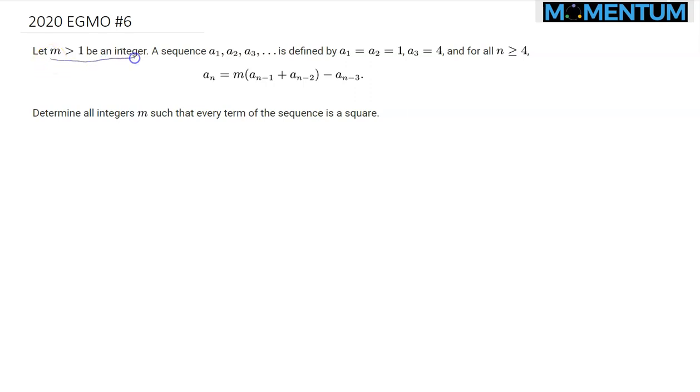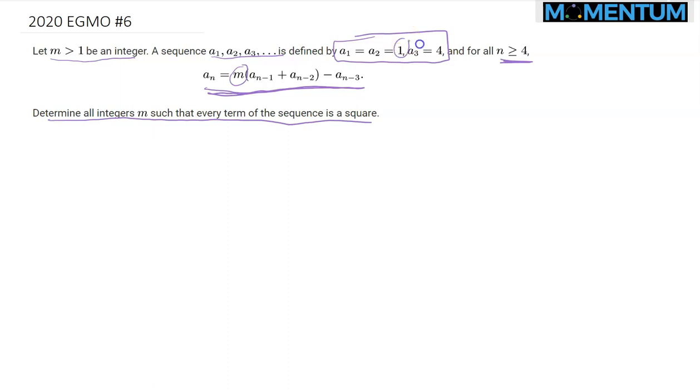Let m be an integer greater than 1, and a sequence is defined recursively such that the initial 3 terms are this, and for any term n greater than or equal to 4, here is the recursion. Something annoying in this recursion is we don't know the value of m, and that's exactly what the question is about. If you want all the terms of this sequence, a1, a2, a3, where so far the first 3 terms are all squares, for what values of m would all the terms in this sequence end up being squares?